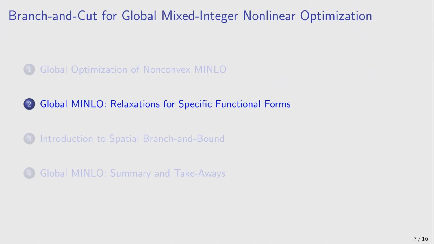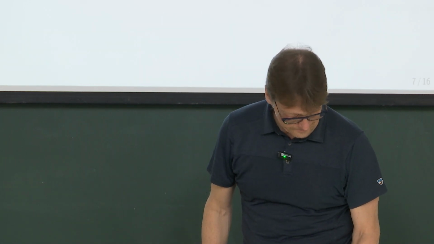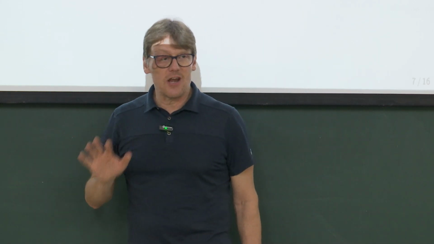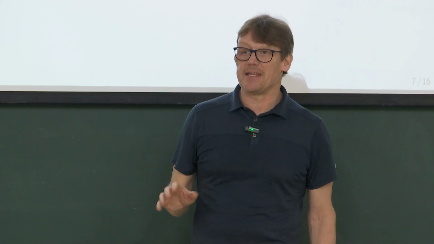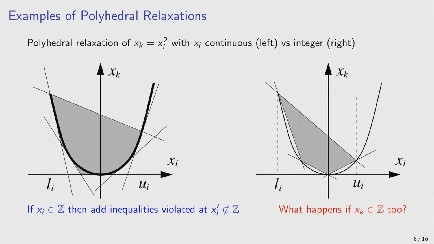So the first thing I want to tell you about is how to relax specific functional forms. And so I have some simple examples here and one exercise. So let's do this really quick. You already know a way of relaxing functions that you can apply here. And so the next slide should look familiar to you. So I can look at this function, xk is equal to xi squared. And the feasible set is this solid black line that you see on the left-hand side here. The solid black line is the set of points where xk is equal to xi squared.